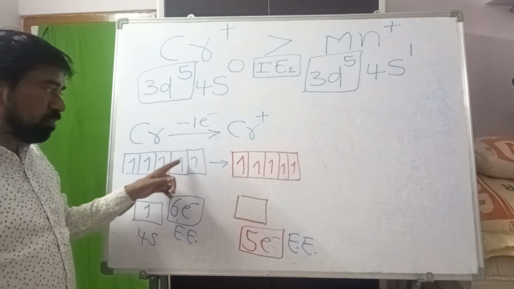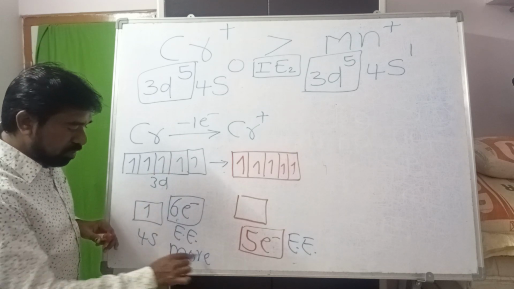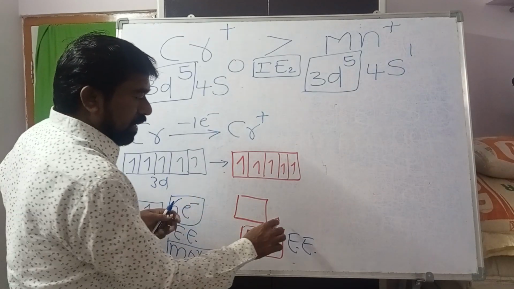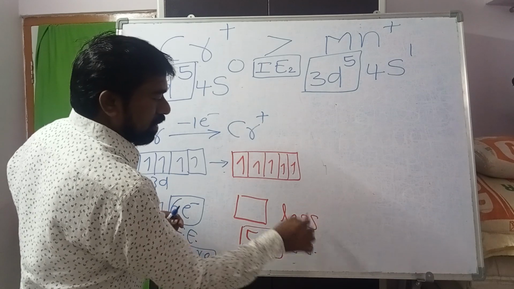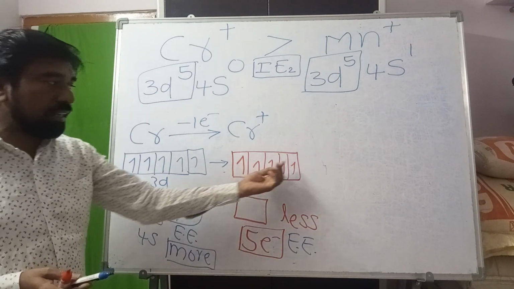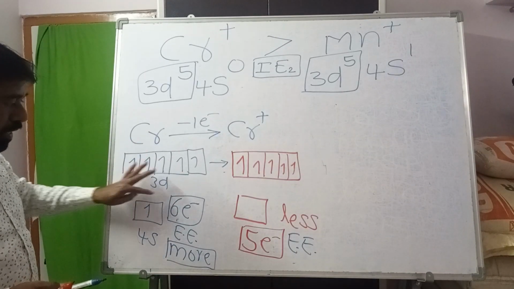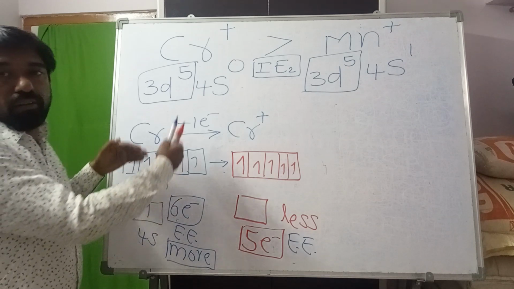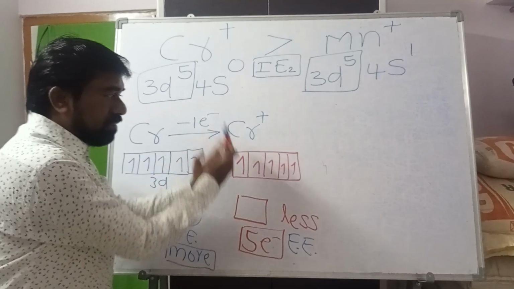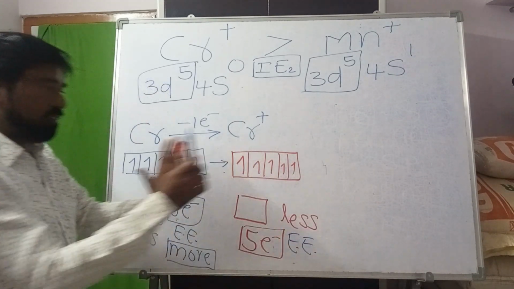Therefore, exchange energy is directly proportional to this factor, which means this one contains more exchange energy, and this one contains less exchange energy. The reason is that here there are only 5 electrons with parallel spin, while here there are 6 electrons with parallel spin. More electrons with parallel spin means more exchange energy; fewer electrons with parallel spin means less exchange energy.